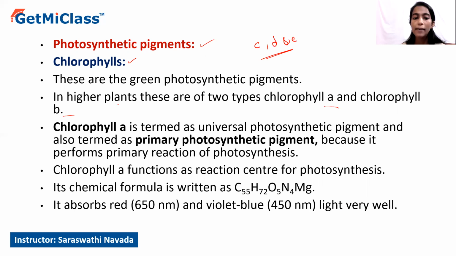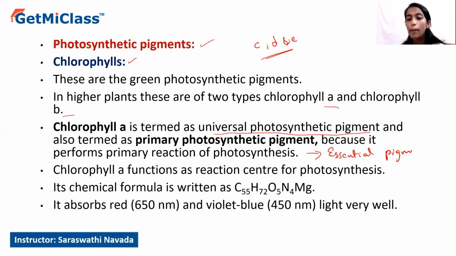And among these, chlorophyll A is very important. Chlorophyll A is termed a universal photosynthetic pigment. That is because this chlorophyll A is present in each and every photosynthetic autotroph. It may be a cyanobacterium, it may be an alga, it may be a higher plant. In all photosynthetic organisms, this chlorophyll A plays a very important role in photosynthesis, and it is also termed the primary photosynthetic pigment, or it is also considered the essential pigment of photosynthesis.